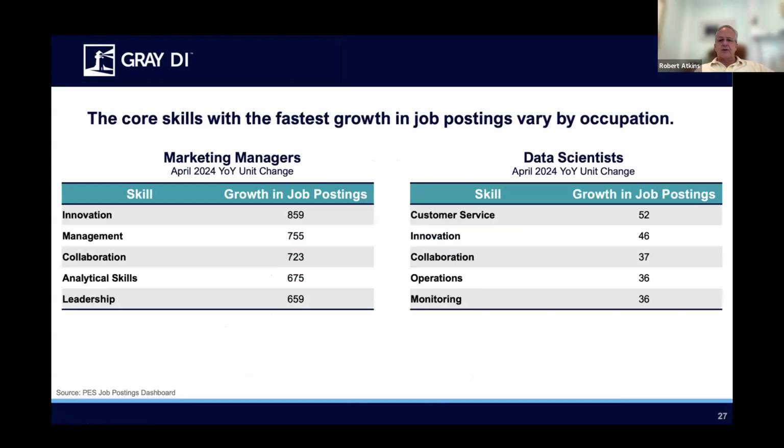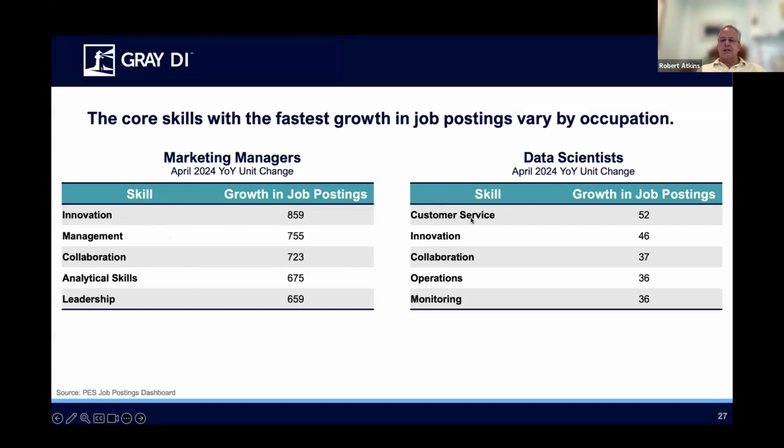Now, core skills, these are sometimes called soft skills, but they're very important, and soft tends to demean them. So when we look at this, we've reframed it as core skills. One of the things people often think is that the core skills people need are the same regardless of their job. That's not really true when you look at the data. What you see here for marketing managers is the core skills they need are about innovation, management, collaboration, analytical skills, and leadership. These are only the top 5 in terms of growth.